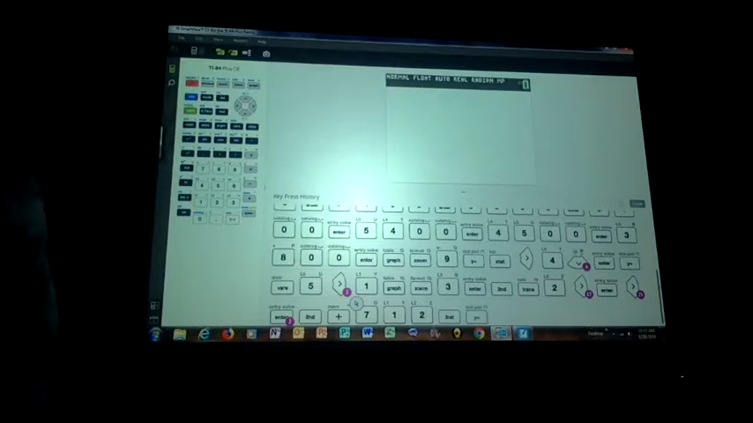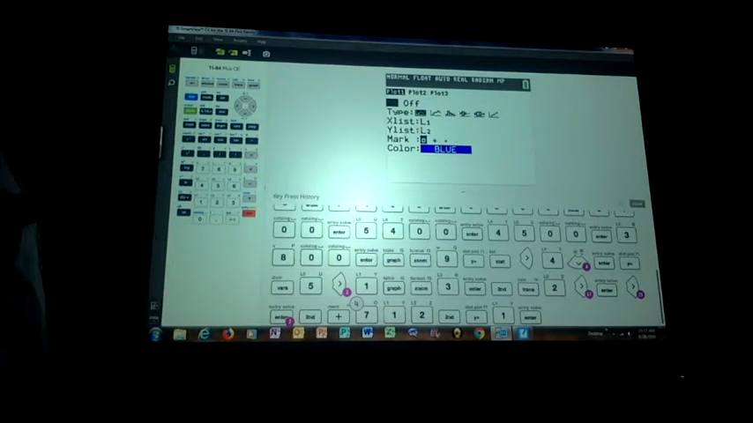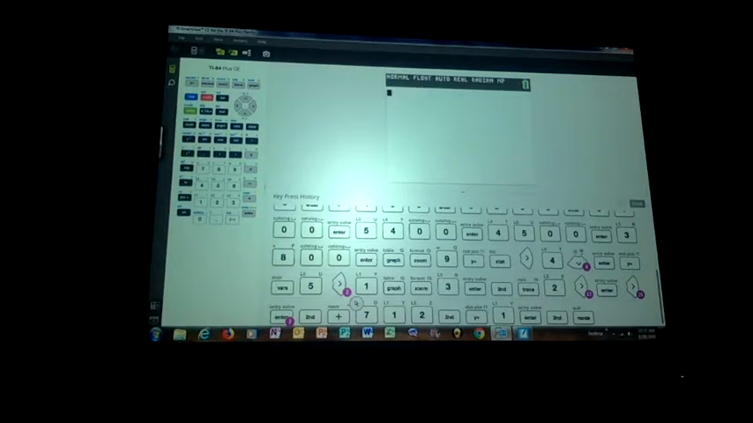Second, y equals. Problem number 1. Enter, and you're done. And then you can go second, mode to quit out of that. Is that okay? Now let's show you how to find the correlation value.